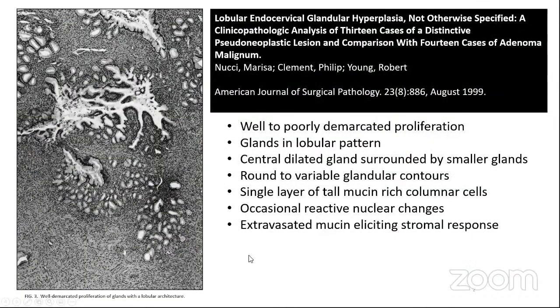So this is the original paper that coined the term lobular endocervical glandular hyperplasia by Dr. Nucci and Dr. Young. These were described to be hyperplastic cervical glands that were either well or poorly demarcated. Glands often had this lobular configuration with a central dilated duct-like structure and small glands around the periphery. They could occasionally have reactive nuclear changes, and you can have some extravasated mucin that elicited a stromal response. And you can see here in the title, pseudoneoplastic comparison with 14 cases of adenoma malignum. So these tumors often mimicked minimal deviation adenocarcinoma as we knew them back then.